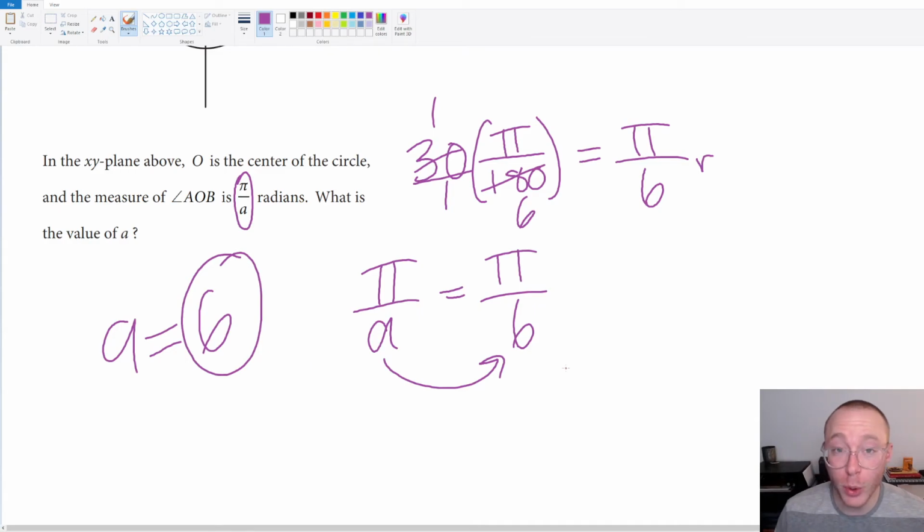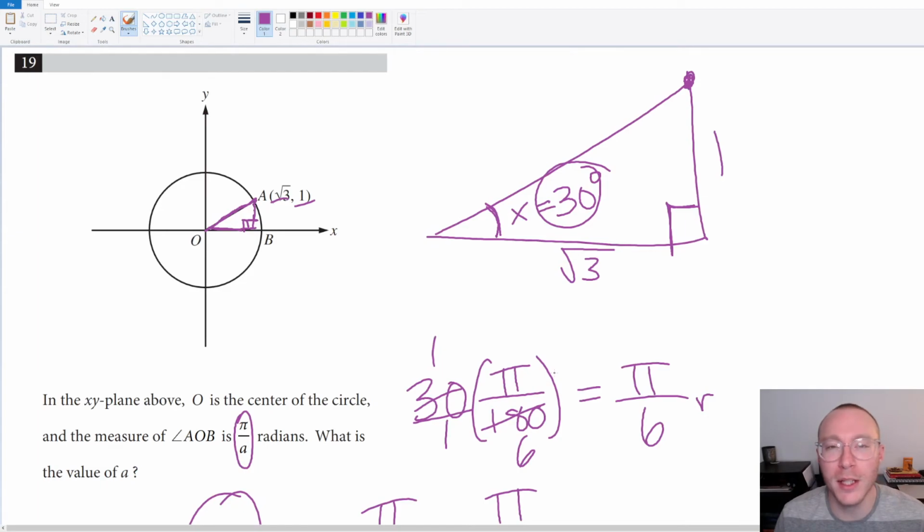So that's it for this question. You actually don't have to do trig. Even though we're seeing something that looks like a unit circle and we're seeing a triangle inside of that circle, you don't need any trig to solve it.